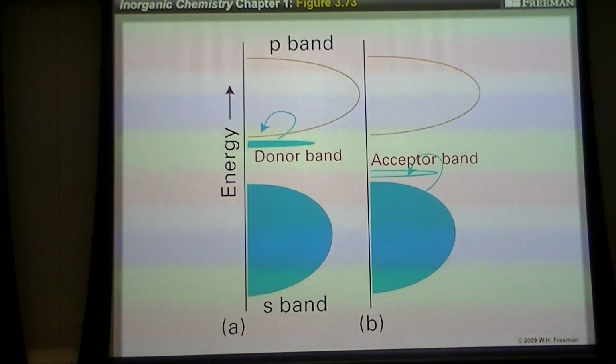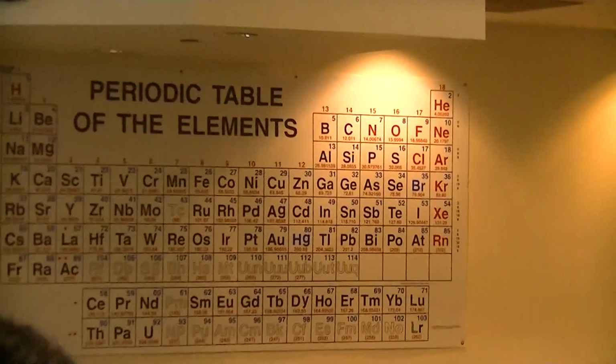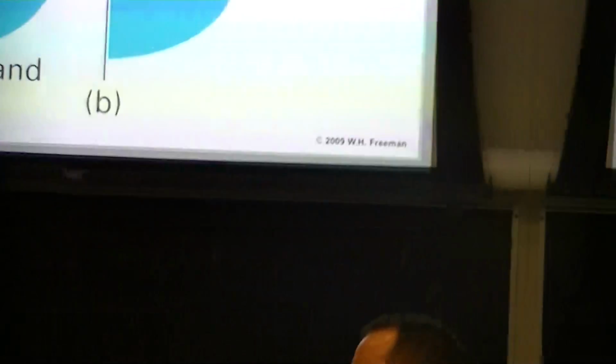Yes. Why does one more electron give the donor band? Sorry? Or why does having one less electron give the donor band? No, one more. Arsenic has one more electron. So why does that become a donor band at that position?